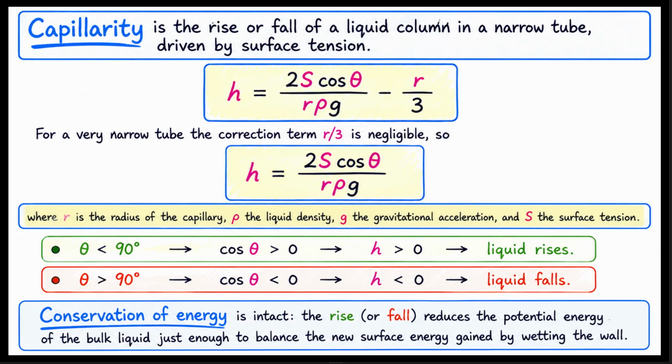Two cases are immediate. If theta is less than 90, cosine theta is positive and h is positive, meaning the liquid rises. If theta is greater than 90, cosine theta is negative and h is negative, meaning the liquid falls. Notice the physical balance. The rise or fall lowers the gravitational potential energy of the bulk liquid by exactly the amount needed to pay for the new surface area created where the liquid wets the wall. Energy is conserved.